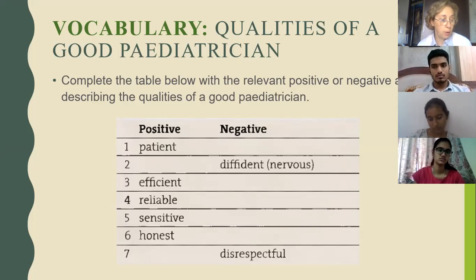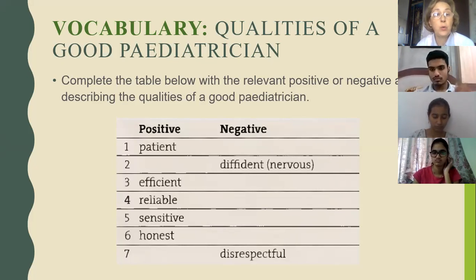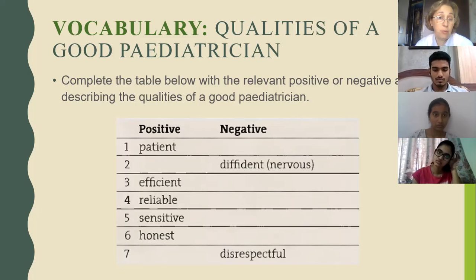Okay, so let us listen to Pradeep. Are you here? Yes, ma'am. So read the adjectives in pairs, please. Patient, impatient, then? Nervous means confident, ma'am. Yes, confident and diffident. Then? Efficient means inefficient, ma'am.